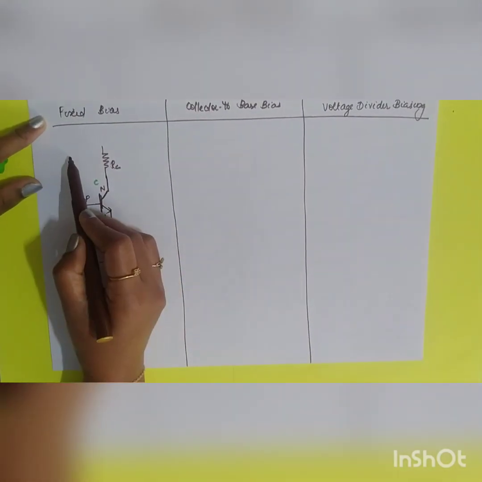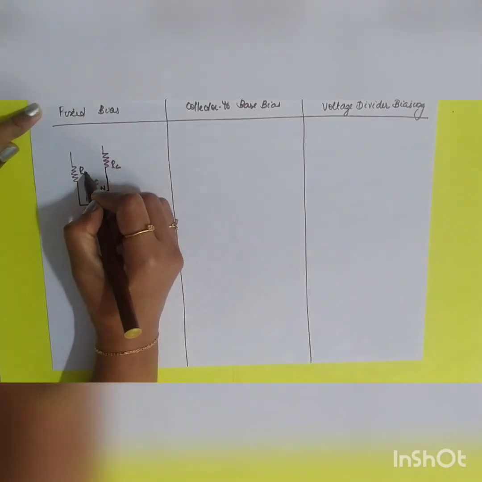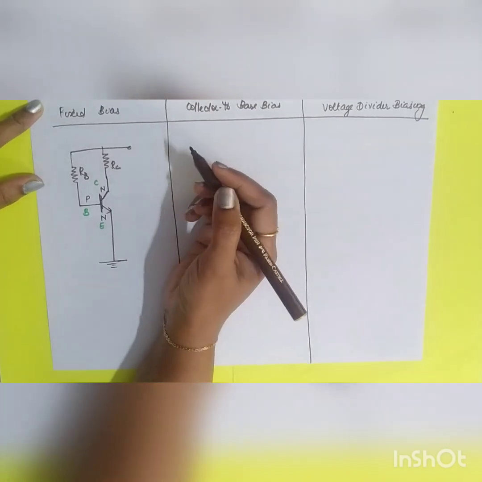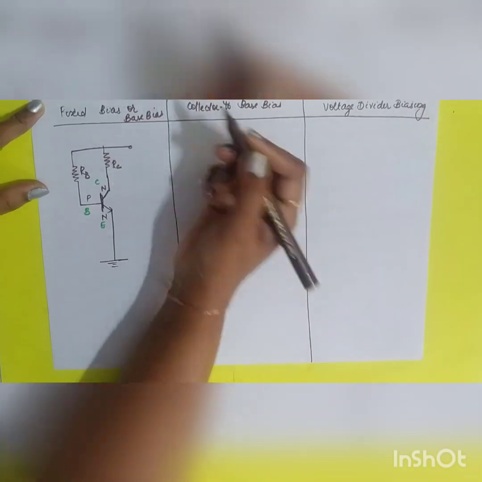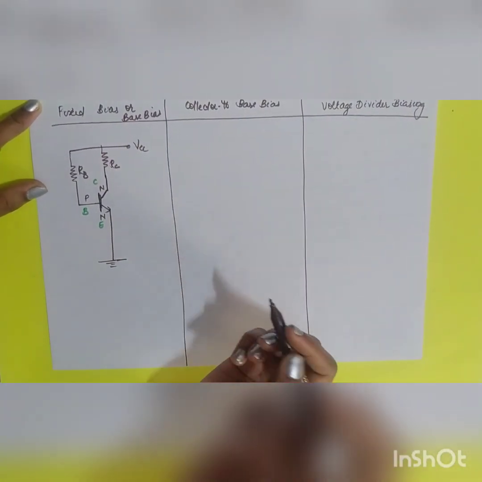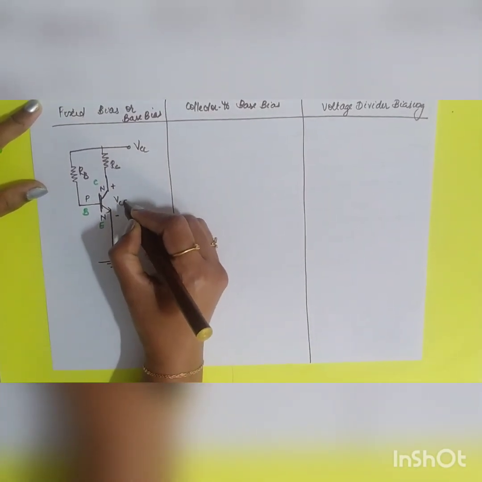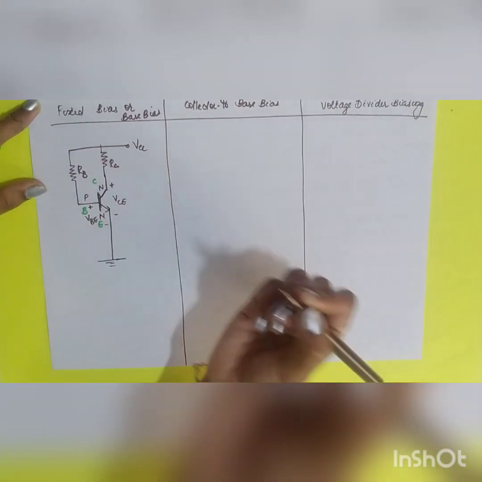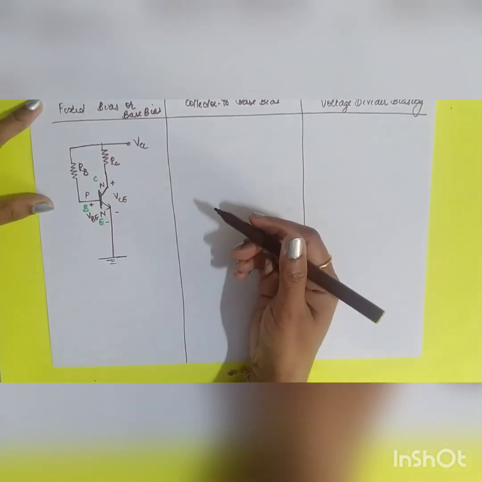So in the case of fixed bias, you will be giving a fixed resistor RB. The RB value is fixed. That's why it is called a fixed bias resistor, or it is called by another name, base bias resistor. Okay. So RB, and you have a common VCC. So this is your diagram of your fixed bias circuit. The voltage across the output will be equal to VCE. The voltage across the input will be equal to VBE. Okay. So this is your configuration of your fixed bias.